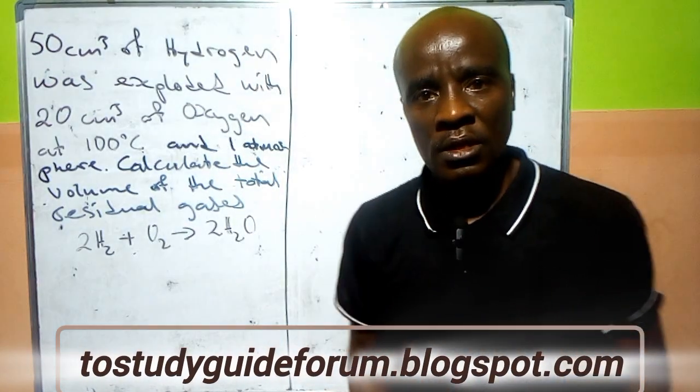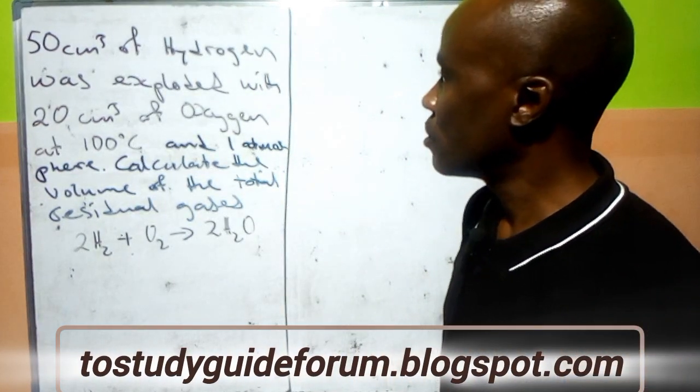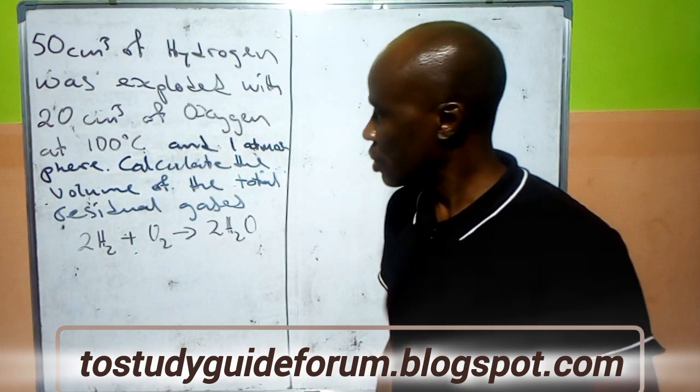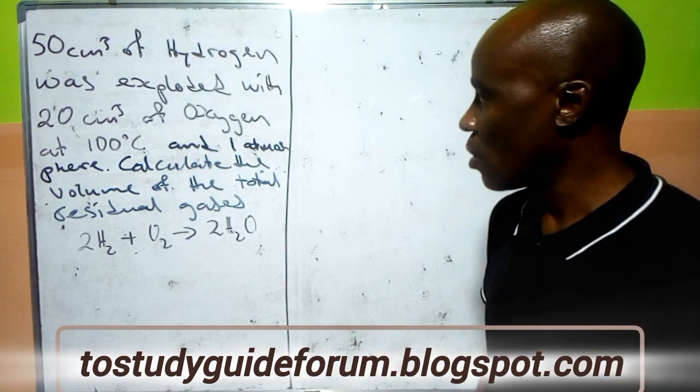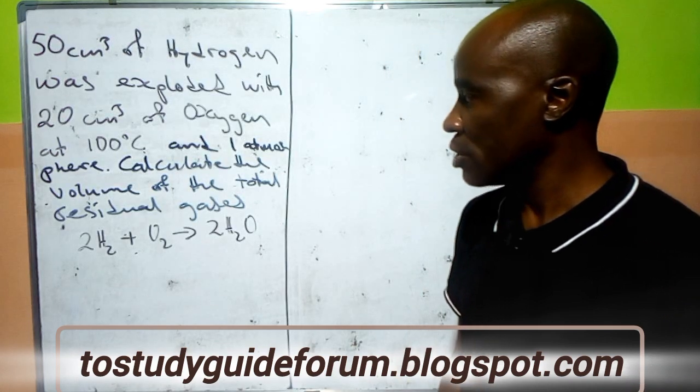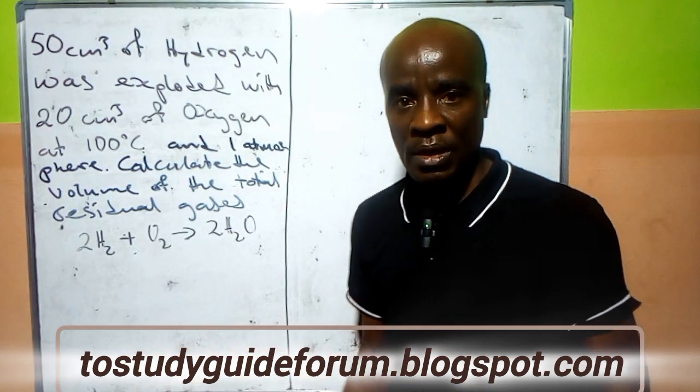So the question we're looking at here says 50 cm³ of hydrogen was flowed with 20 cm³ of oxygen at 100 degrees Celsius and 1 atmosphere. Calculate the volume of the total residual gases. Now we have a balanced chemical equation.